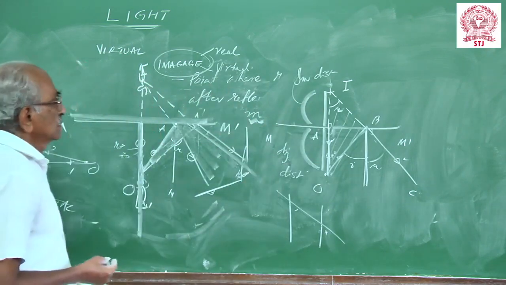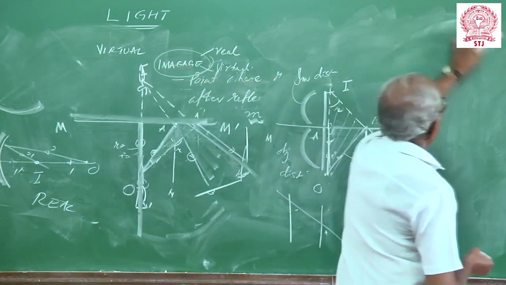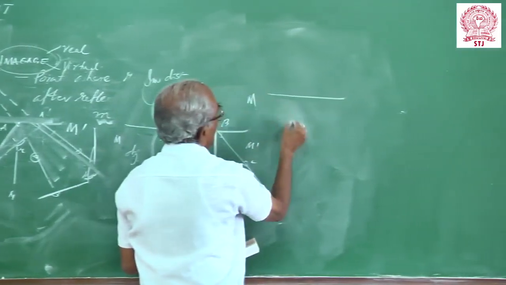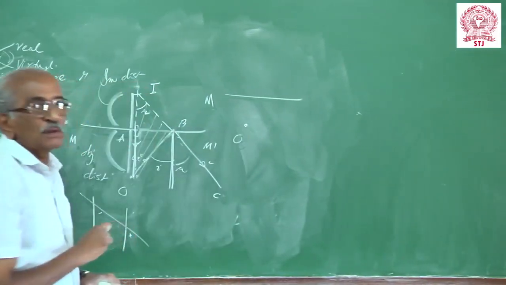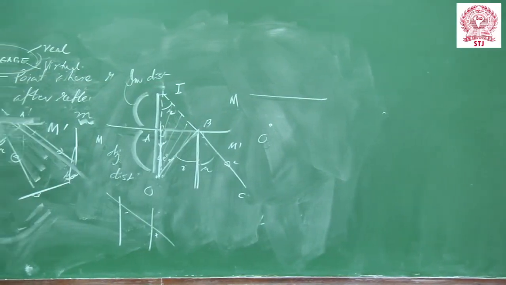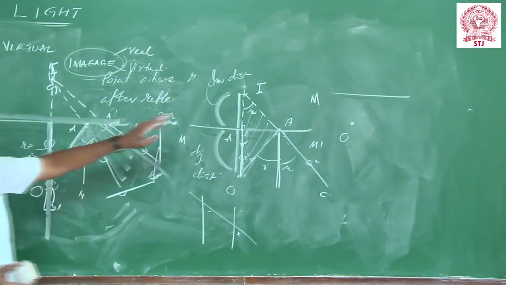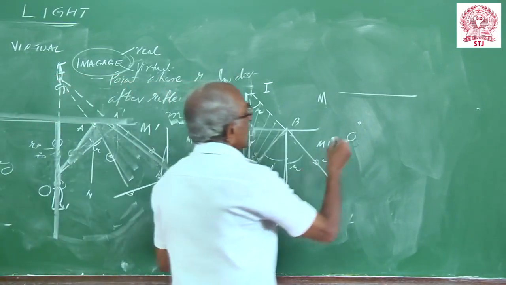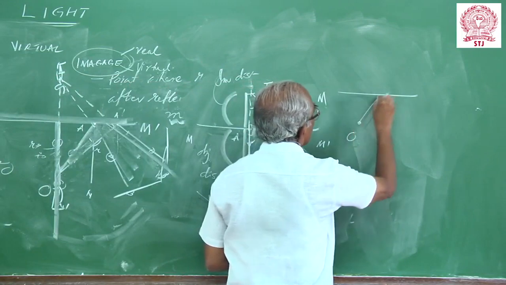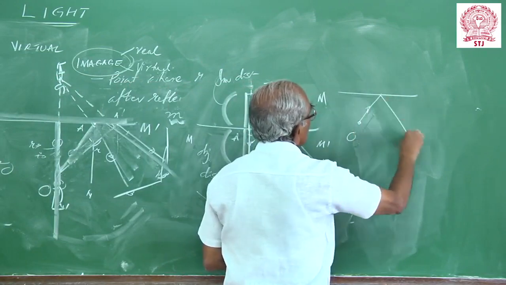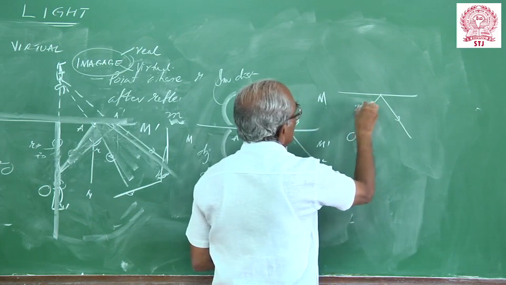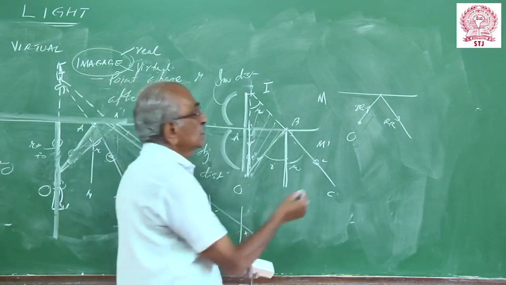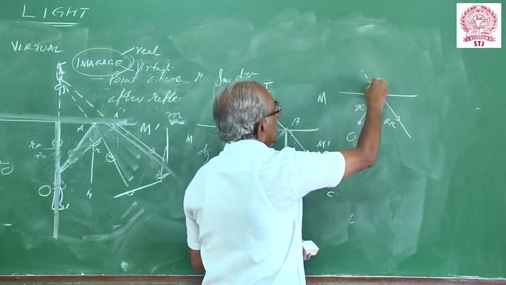Now we have another situation here. Let us suppose you have a mirror. You have an object. Now I know that the image is formed as far behind the mirror. So you have the mirror like this, the light goes like this. Now this is the incident ray, this is the reflected ray. Now we know that this forms an image here.